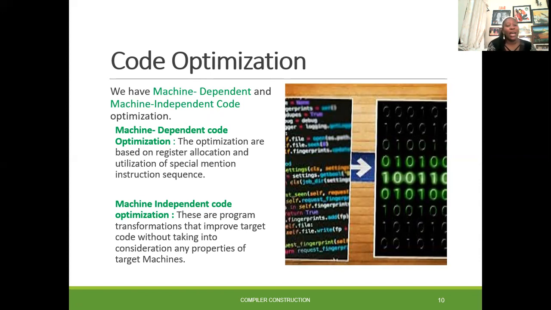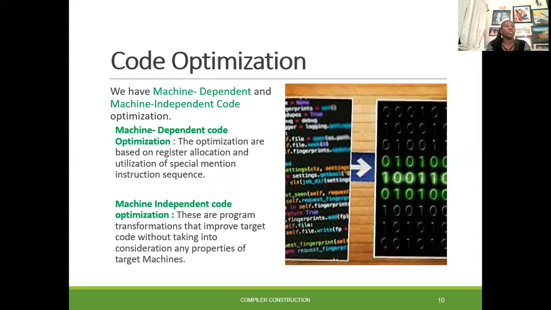Beautiful. Now, we have 2 forms of code optimization, just like we saw in the very first lesson that we had in this compiler construction. So we have machine-dependent code optimization. Of course, when you're talking about machine-dependent, you're concerned about what your target machine code is. So at that point, you're dealing with register allocation, and special mention of instruction sequences. Beautiful. But when you're talking about machine-independent code optimization, you're not really bothered about what your target representation is.